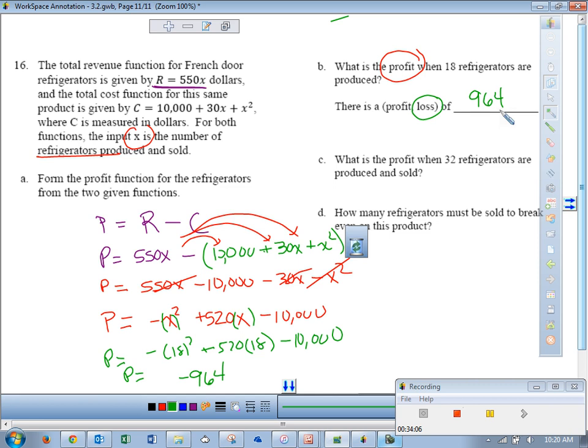Don't say a loss of negative 964. The word loss indicates that that is a negative number. Okay? So they lost $964. That just means they need to sell some more refrigerators, man. You know, they haven't sold enough yet. What is the profit when 32 refrigerators are sold? So you put 32 in there.